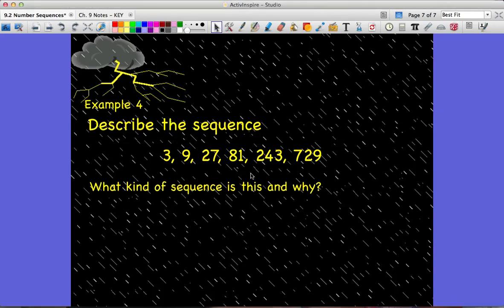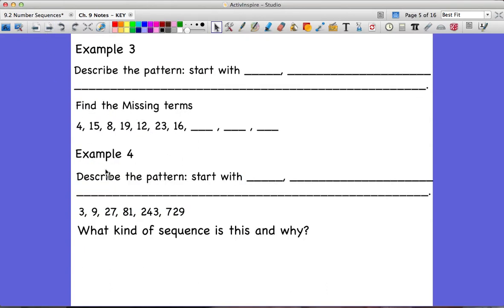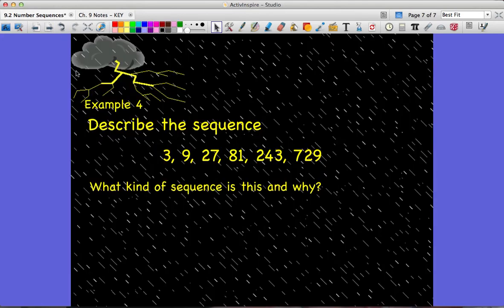So this is the last example that I have for you. In your notes, you are going to describe the sequence. So I gave you your sentence starters. And you don't have to find any missing terms, but I want you to tell me what kind of sequence this is, and then tell me why.